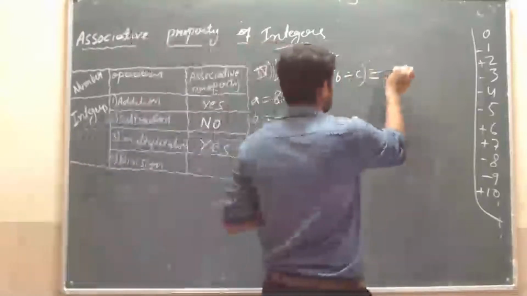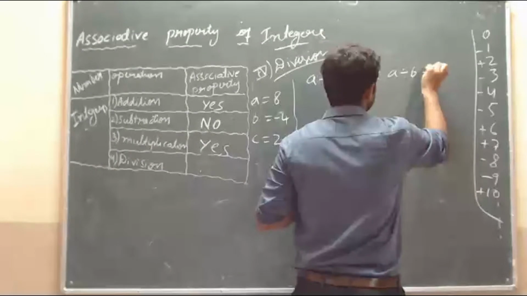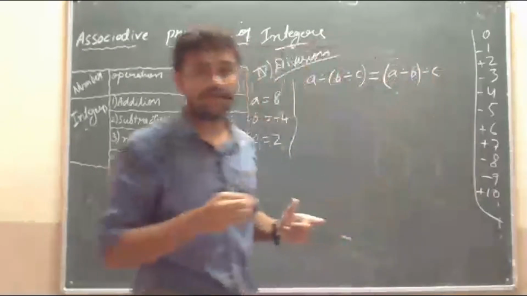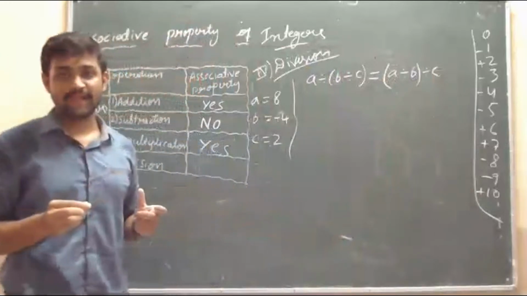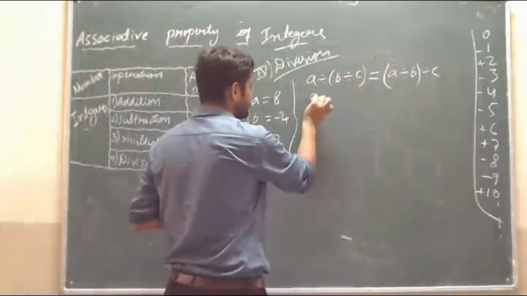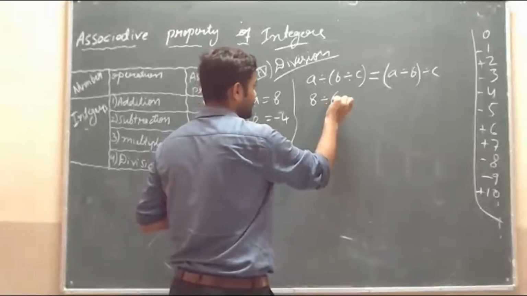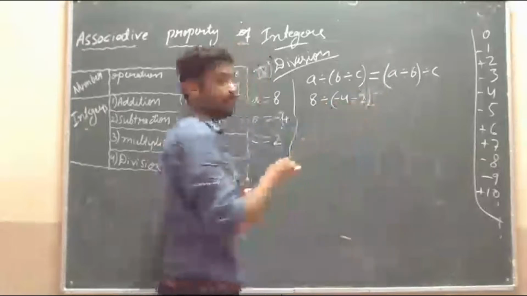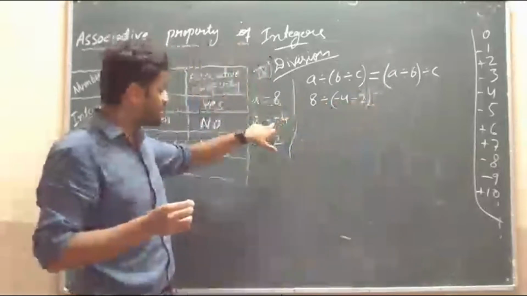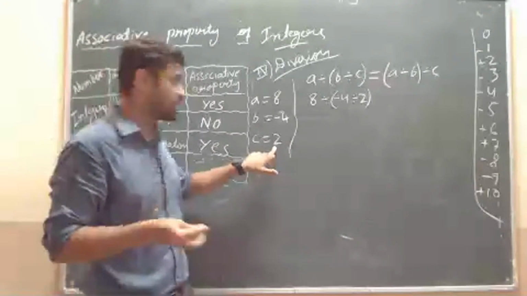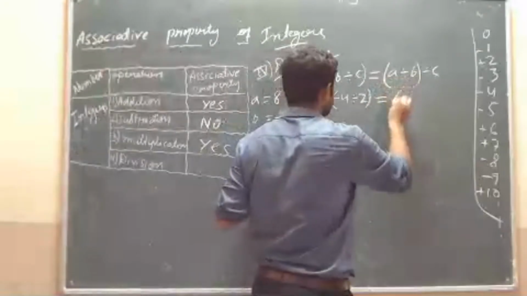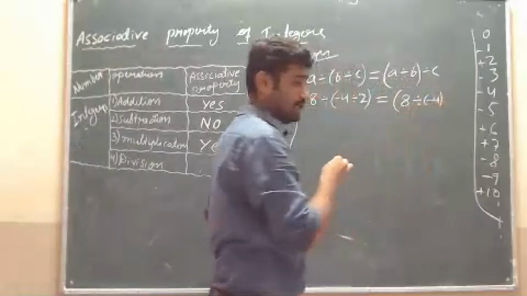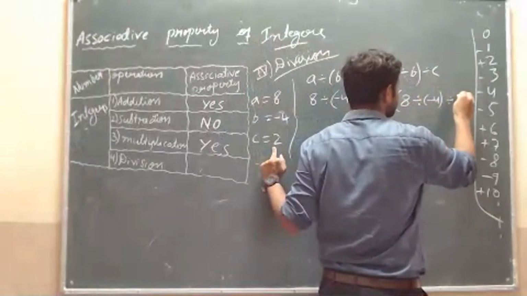Okay, we don't know. It is A divided by B divided by C. In bracket B and C, we bring them first. So I will take here for A and B. Okay, substitute these values. A is 8 divided by, and B is -4 and divided by, and C is 2. Simple. Now come to the other side, that is A is 8 divided by B is -4, then C is 2.